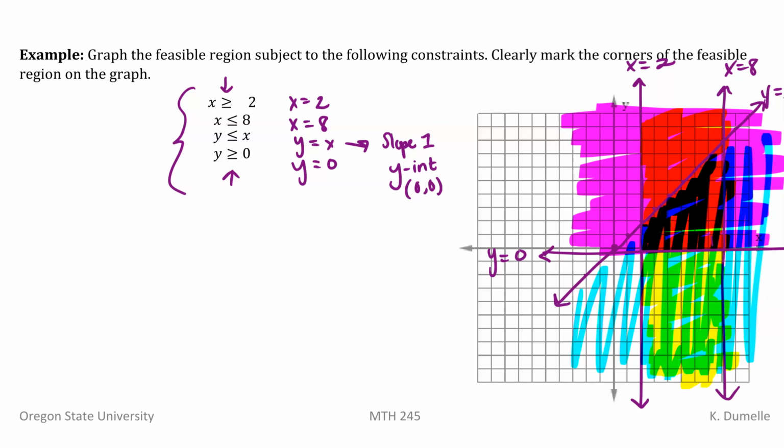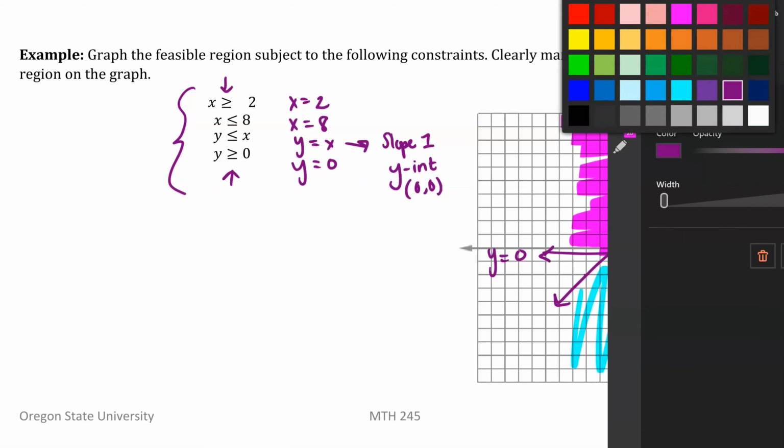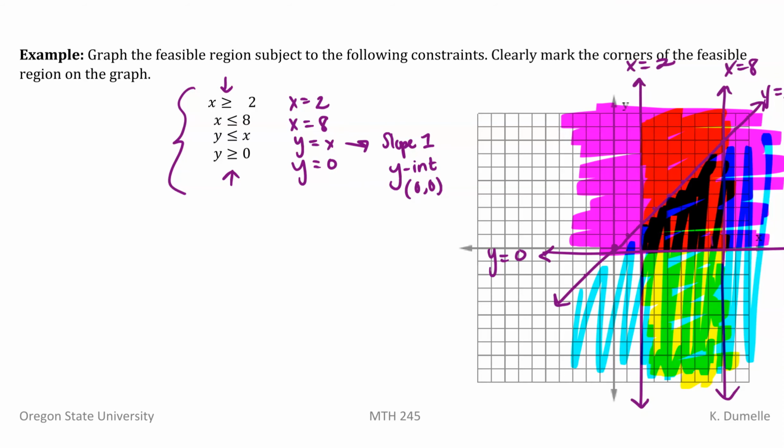Now we see that our feasible region is marked by all the overlap. It's the region that is enclosed by all of our lines, if that makes sense. So to outline it, it would be here, here, here, and here.